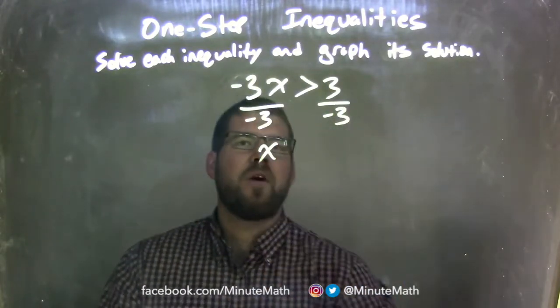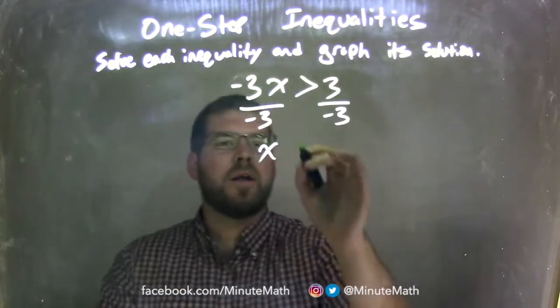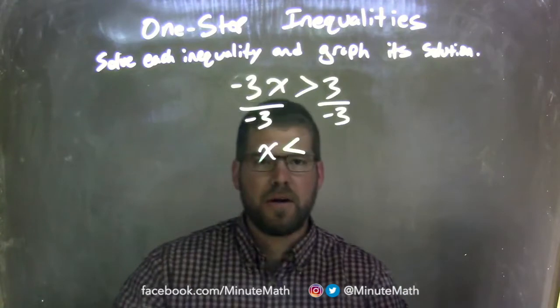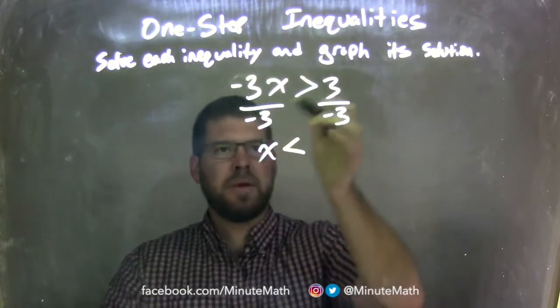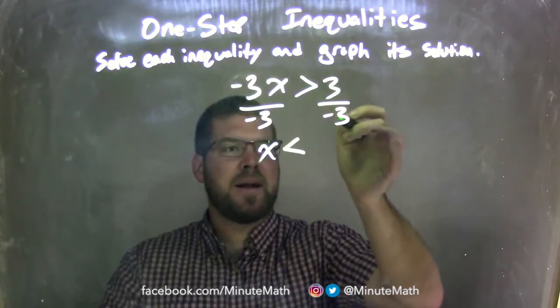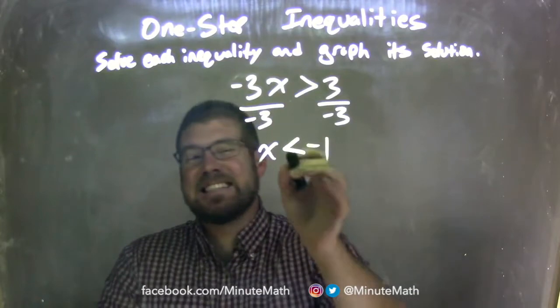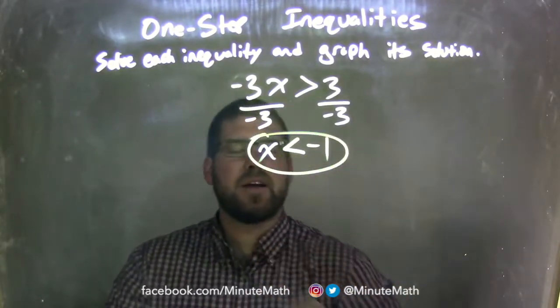My x is by itself on the left, but when I divide by a negative over the inequality, I need to flip the inequality. Okay? Remember, I'm flipping that inequality. So from greater than, it turns into a less than. Then 3 divided by negative 3 is a negative 1. And now I have my final answer of x is less than negative 1.